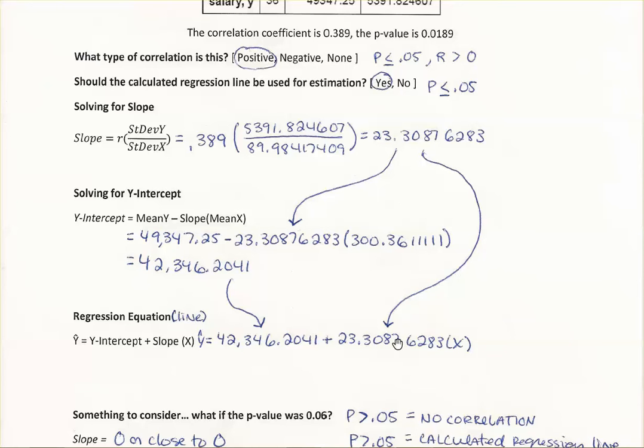We take our slope, plug it in here. We take our y-intercept, plug it in there, and there you go. So our equation is 42,346.2041 plus 23.3087.6283 x. That is our regression equation, the line of best fit.